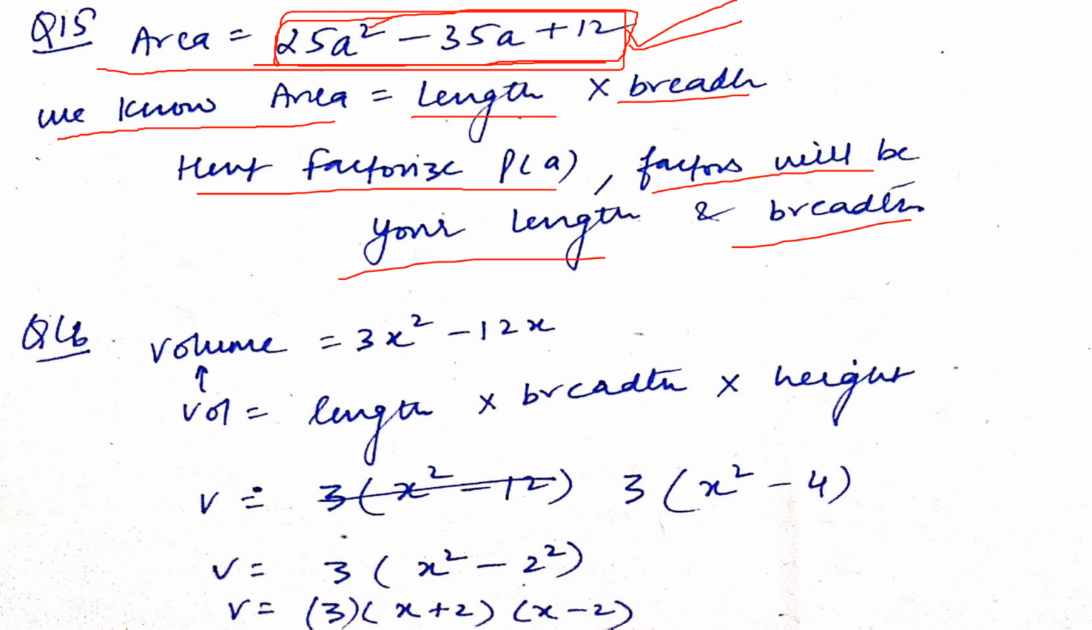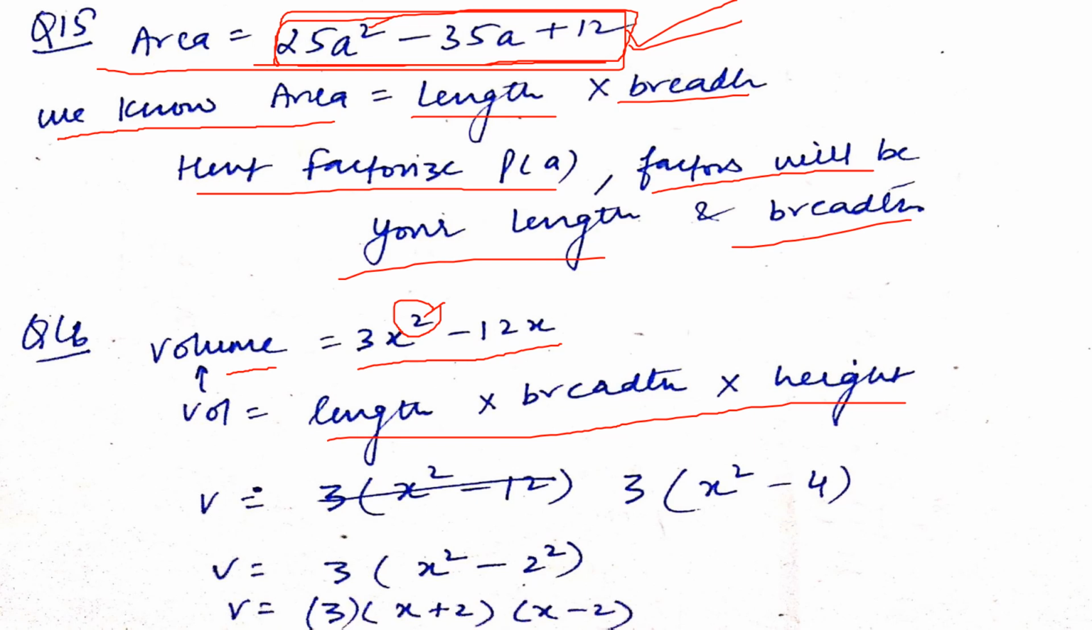Okay. Similarly, the last question is given to you, the volume of a cuboid in the form 3x square minus 12x. Now you all know the volume of a cuboid is given by length into breadth into height. Now you must be saying, sir, you said in the last question that the degree tells us how many solutions we have. So now we have degree 2. That means we will get only 2 answers in this case. You are right. We will get only 2 solutions seeing this thing. But if you take common here, you will get the third solution also.